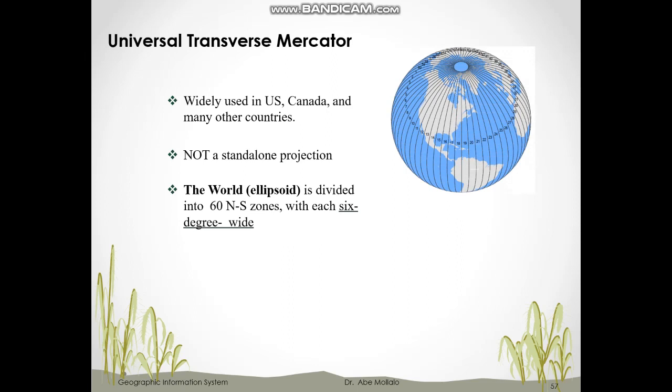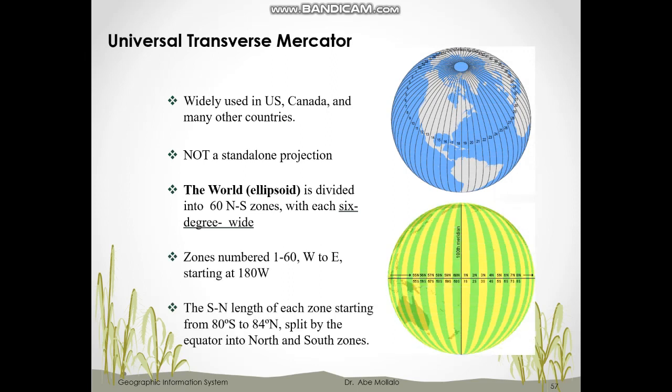First of all, this projection system divides the entire world into 60 north to south zones, like this picture. Okay, so 60 zones from north to south. And each zone is going to be 6 degrees, right? Because 60 times 6 is 360, which is the entire world. So zones are numbered from 1 to 60 from west to east, starting from 180 degrees west in Alaska, and south to north lengths of each zone starts from 80 degrees south to 84 degrees north.